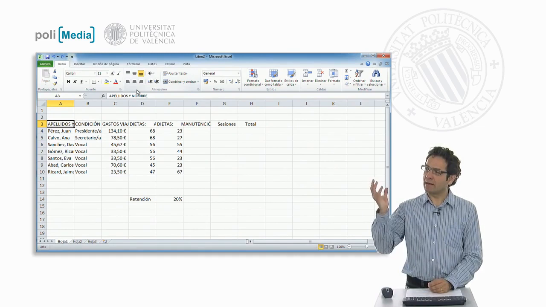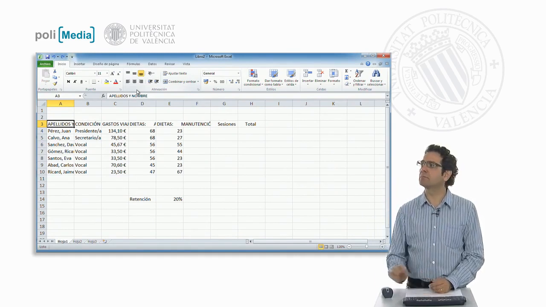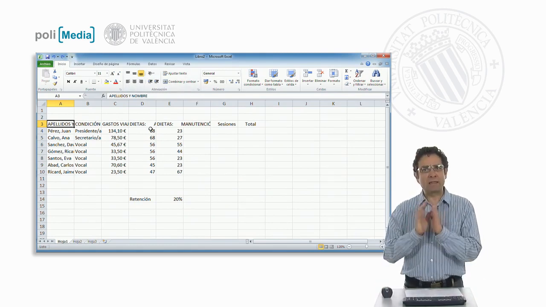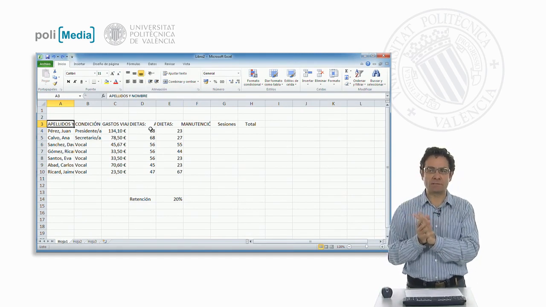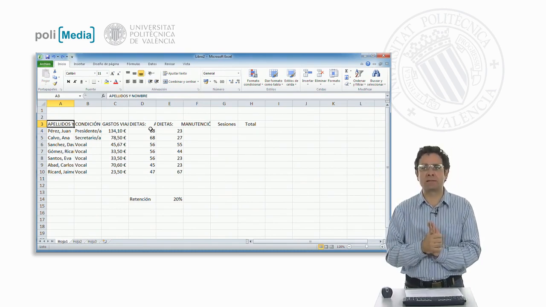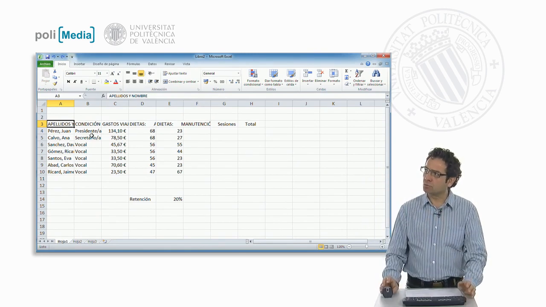Now, we are going to see that not only do we have full control over the visualization of the content of the cells by applying different formats to our data, but also we can alter the look of the cells themselves. A cell will always be, for example, the one that is selected, A3. It will always be the same A3, but we can indeed alter the way the cell looks.